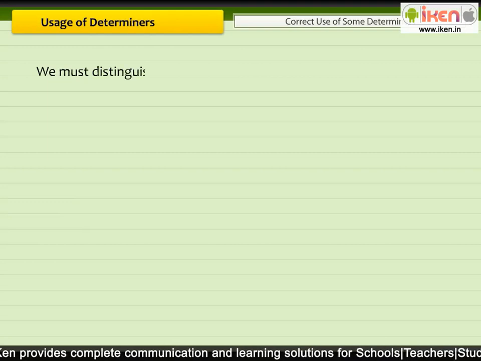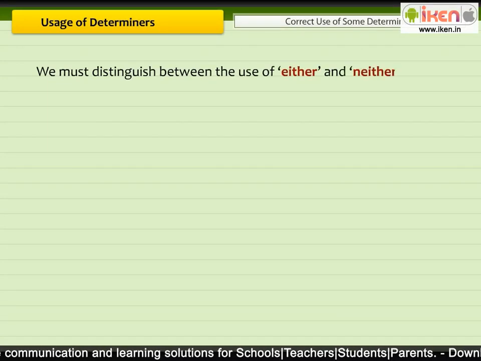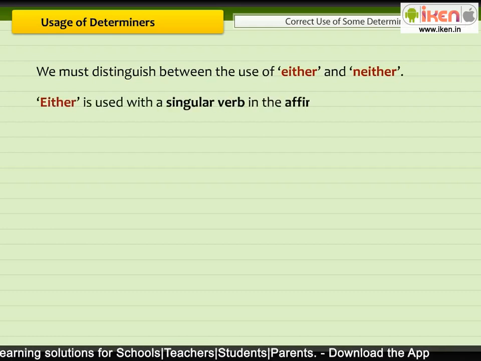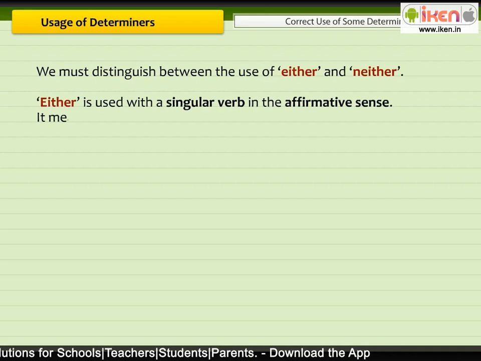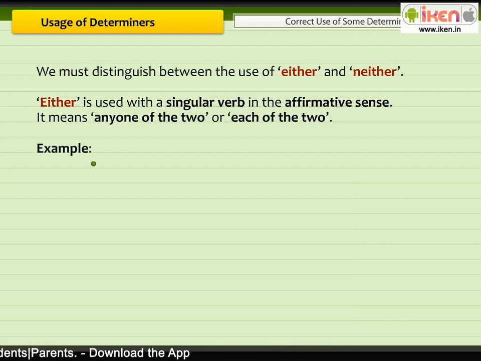We must distinguish between the use of determiners either and neither. Either is used with a singular verb in the affirmative sense. It means any one of the two, or each of the two. For example, either cake will be fine.